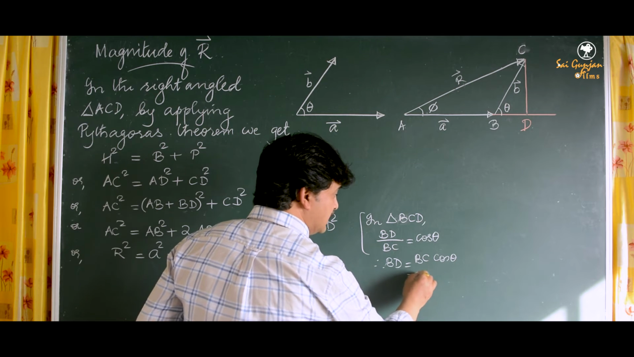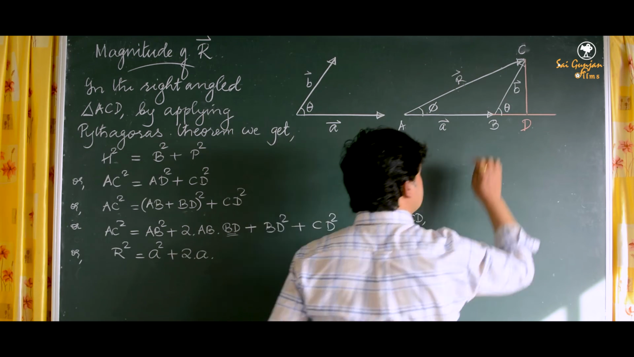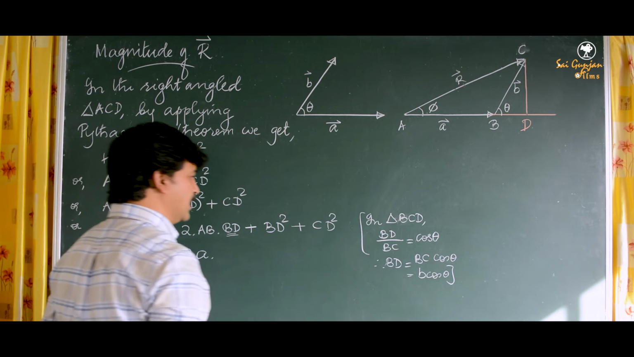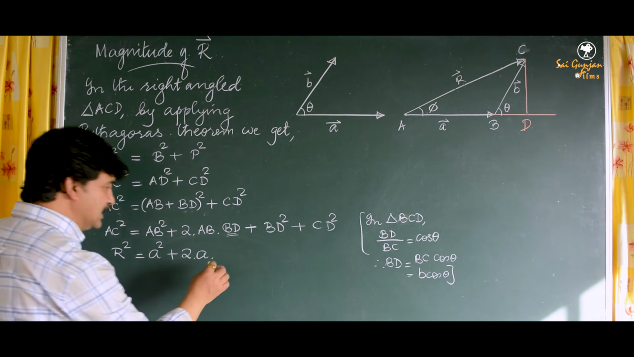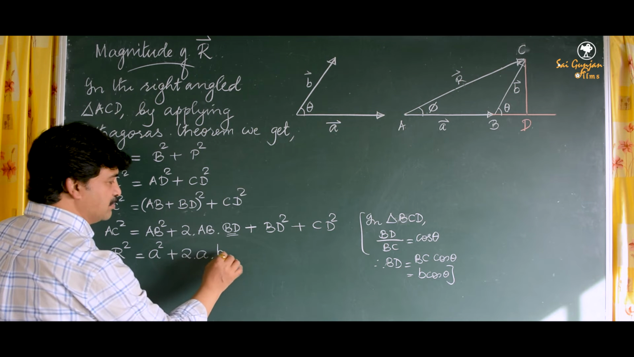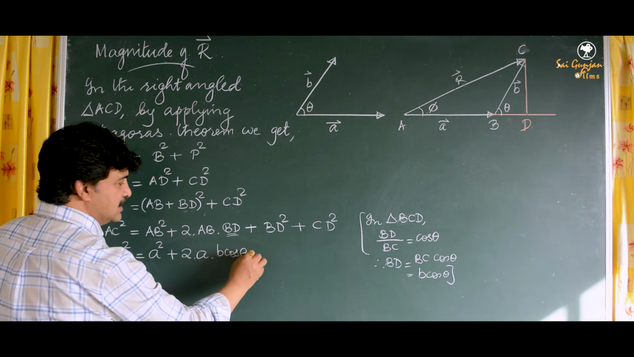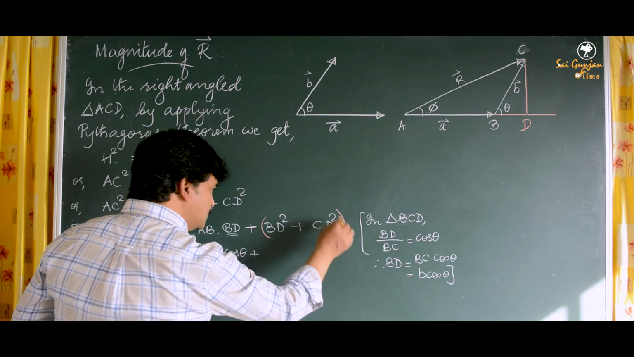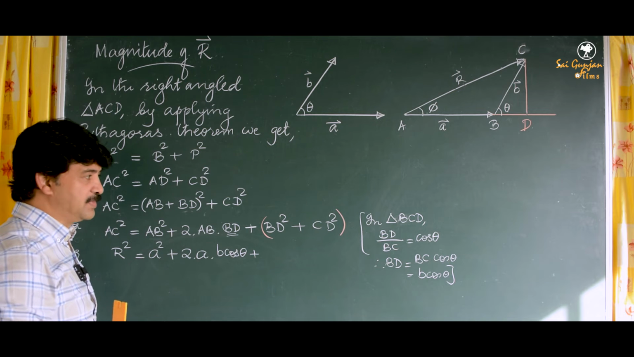No? And what is the value of BC? BC, it is B cos theta. That's why the value of BD is how much? It is B cos theta. Now, I will put these two together within a bracket.